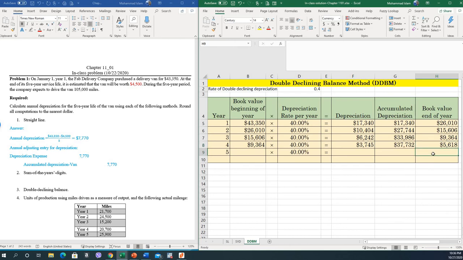Now in the fifth year we have to maintain 4,500. Sorry, it should be 4,500. Okay, and the difference between this value and this value, these two values difference would be the depreciation for the fifth year. So this is the book value at the beginning of the fifth year, and we will not calculate 40% of this one. Rather, what we will do, we will calculate this beginning book value less the residual value. So this one is our fifth year's depreciation.